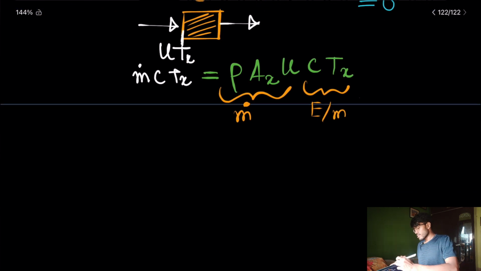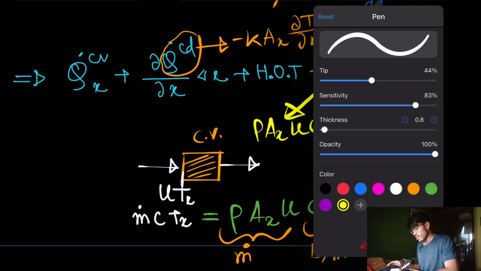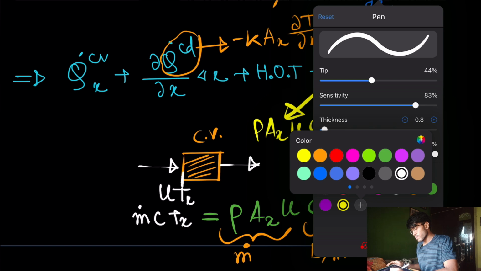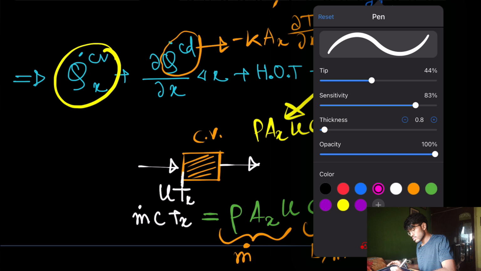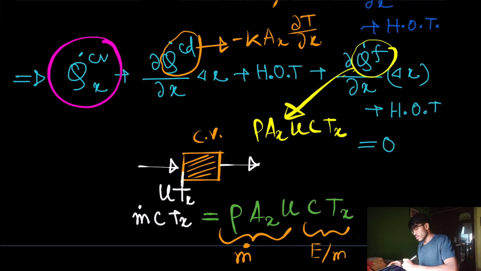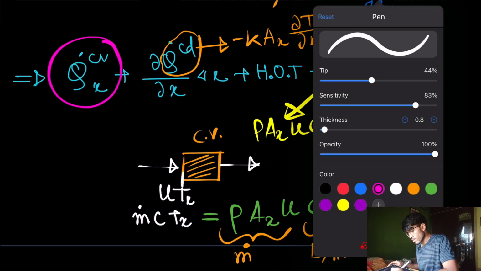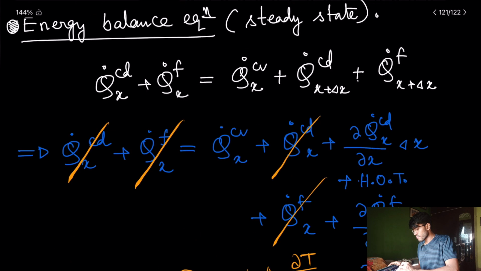so if that is now clear, one more term I have to define. Which term is that? That is nothing but our Q dot Cv. Okay, so I will take another color, maybe this one. So now let us see what will be Q dot Cv.